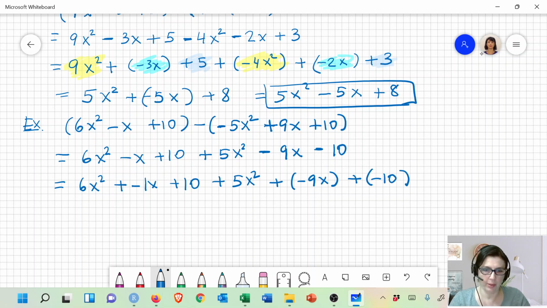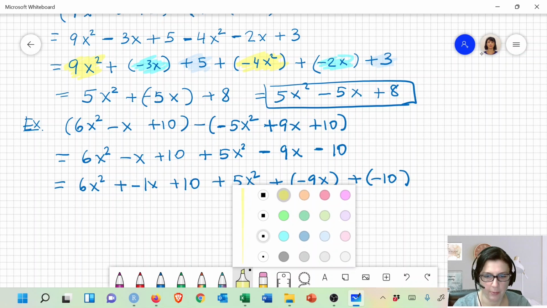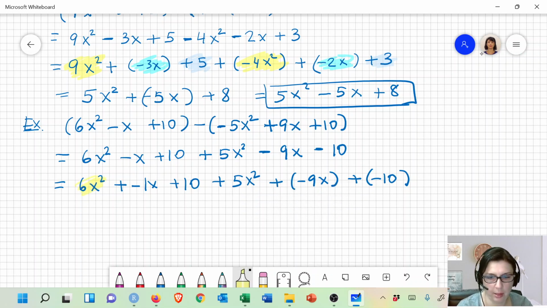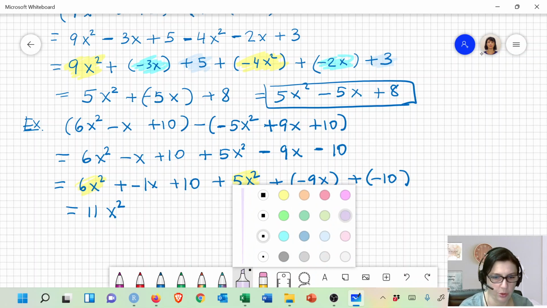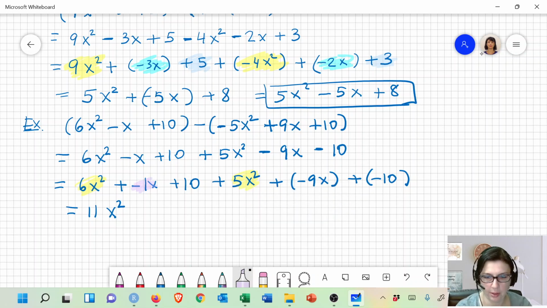Okay, so now I'm going to combine like terms. So what are like terms? Well, 6x squared and 5x squared. Combining that, it gives me 11x squared, right? Next, I'm going to do the same thing with the x terms. So I've got negative 1, I've got negative 9. So negative 1 plus negative 9, you can again use a calculator on that. There's no shame in using a calculator here. That'll give you negative 10.